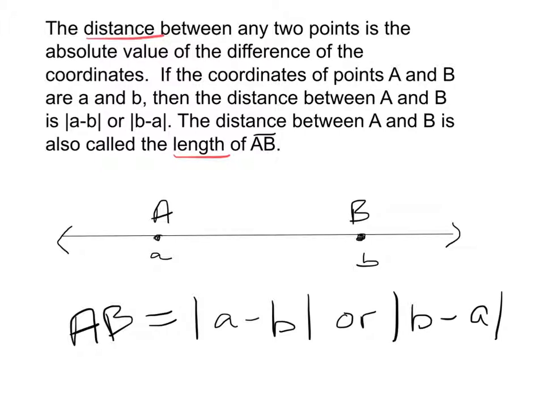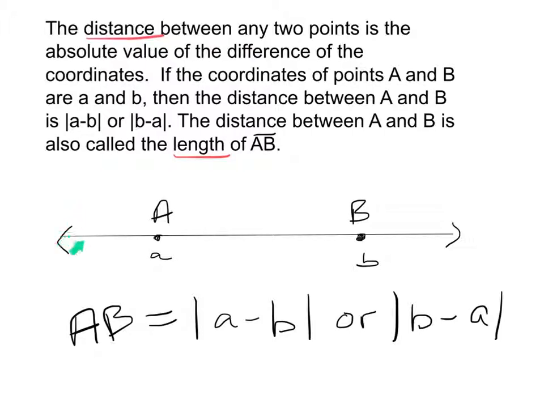If the coordinates of points A and B are A and B, then the distance between A and B is the absolute value of A minus B, or the absolute value of B minus A. It does not matter which order you put the A minus B or B minus A. The distance between A and B is also called the length. So you'll hear me say distance or length. These are all the same thing.